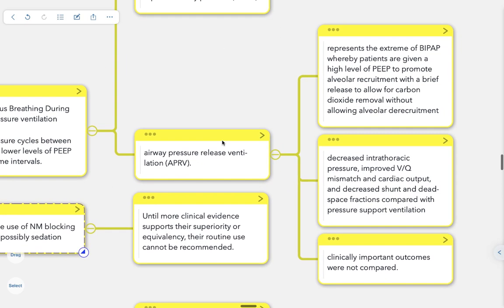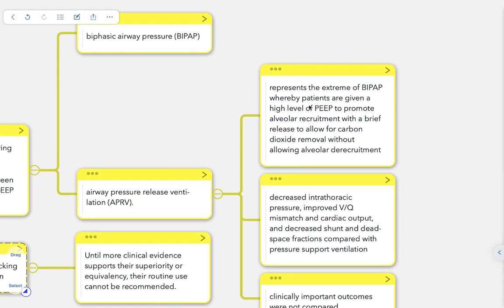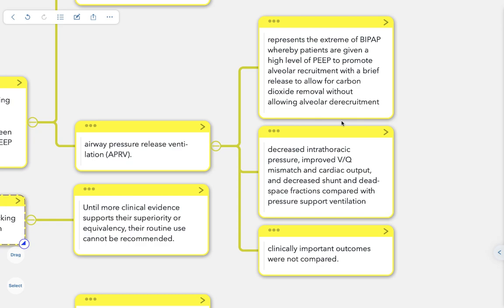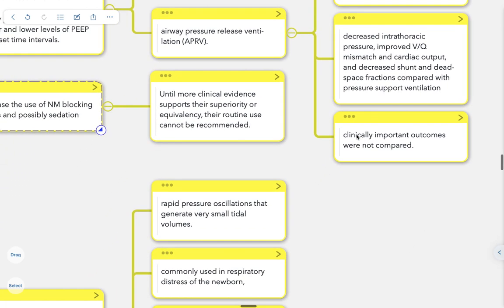A word about APRV, or airway pressure release ventilation. This represents basically an extreme of BiPAP, whereby patients are given a high level of PEEP to promote alveolar recruitment, with a brief release to allow for carbon dioxide removal without allowing alveolar de-recruitment. Secondly, decreased intrathoracic pressure, improved VQ mismatch and cardiac output, and decreased shunt and dead space fractions are seen with this compared with pressure support ventilation. But again, clinically important outcomes were not compared.